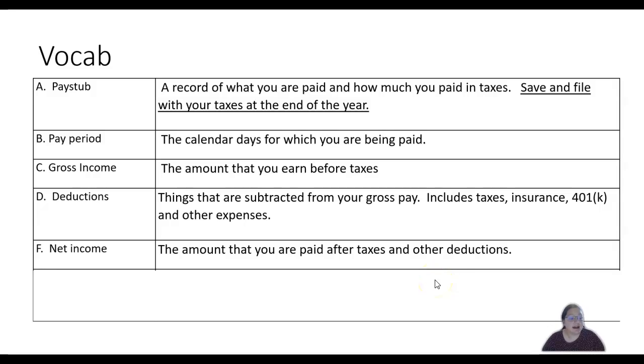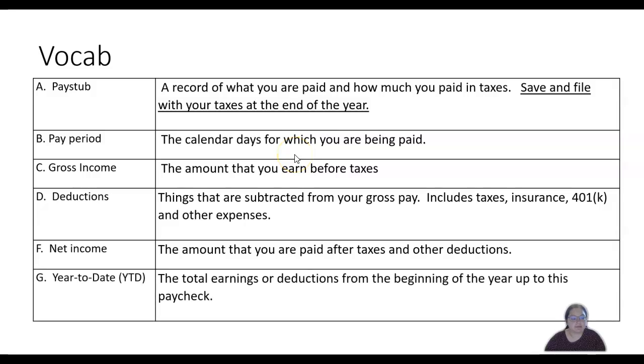The next one we have is net income. The net income is what you have left after you have paid your taxes and other deductions. Another name for net income is your take-home pay. So take-home pay and net income are the same thing. This is the amount that would be written on the check if you get a paper check, or the amount that would be deposited into your account if you have direct deposit.